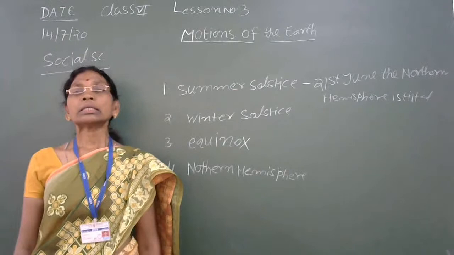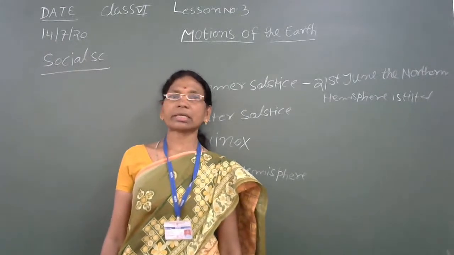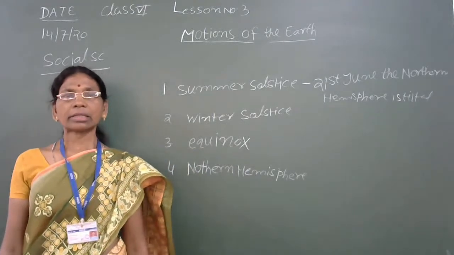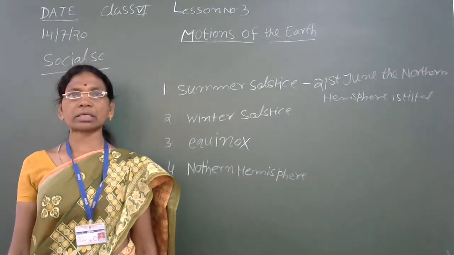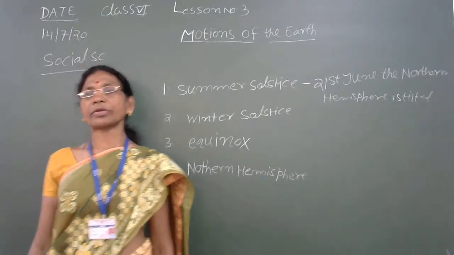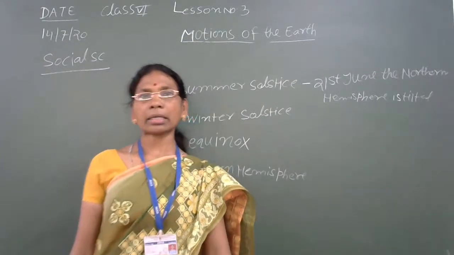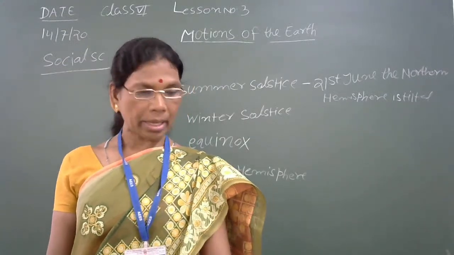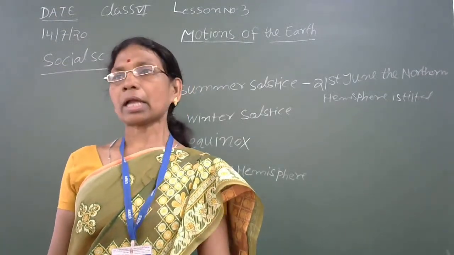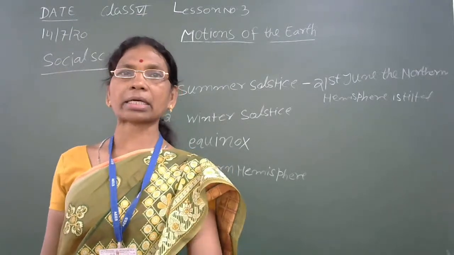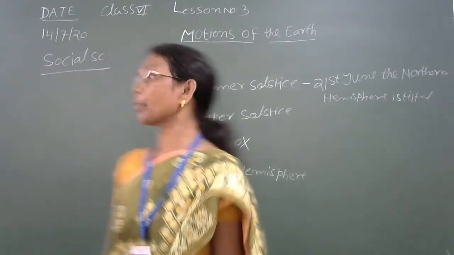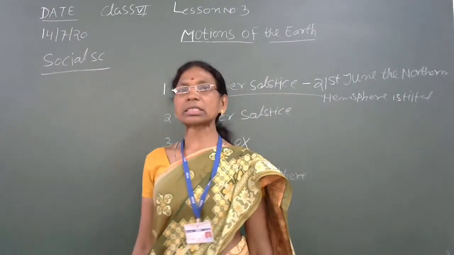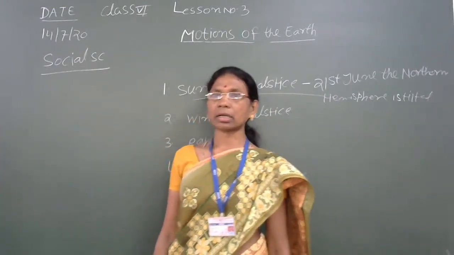Next, seasons. How many types of seasons? There are 4 types of seasons: summer, winter, autumn and spring. Come to the next page, page number 20. Now you can see the first paragraph, and underline the point that is summer solstice. What is summer solstice?